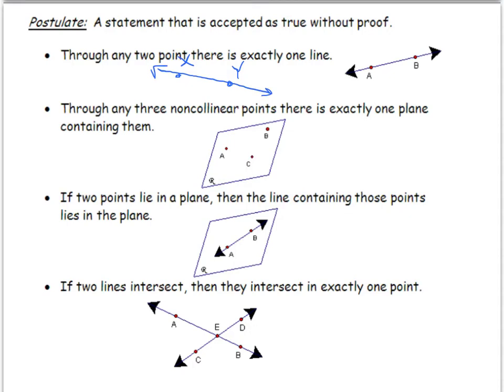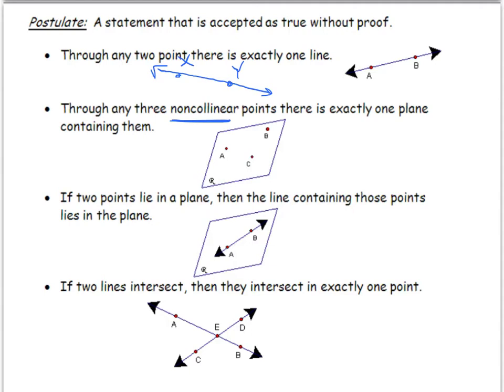Through any 3 non-collinear points, there's exactly 1 plane containing them. Key thing here, non-collinear points. That's basically getting us back to the definition of a plane. So, if I've got 3 non-collinear points, you can only put 1 plane through them. Next postulate, if 2 points lie in a plane, then the line containing those 2 points lies in that plane also. So it's kind of meshing together the first postulate with the second postulate.